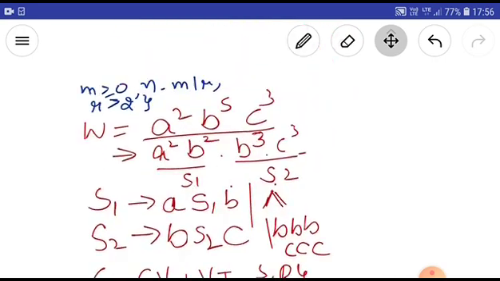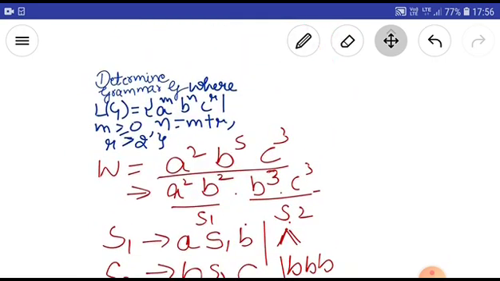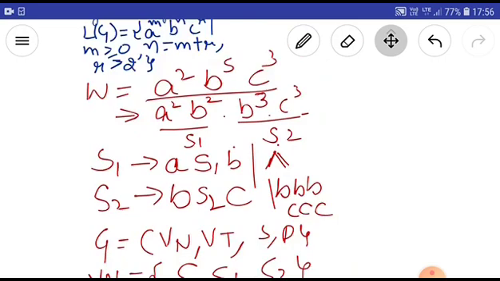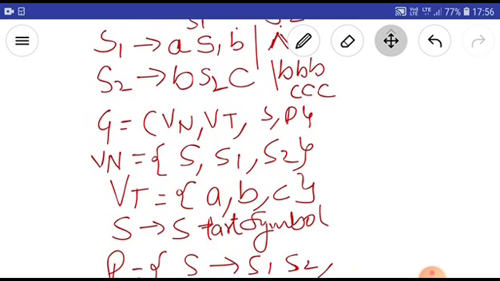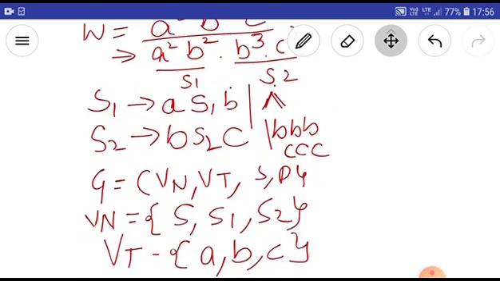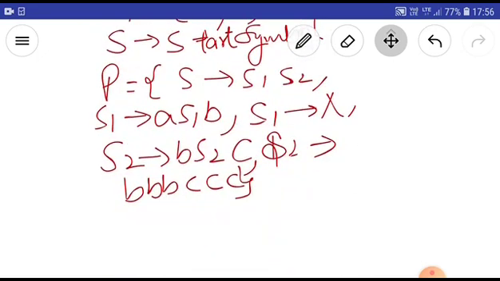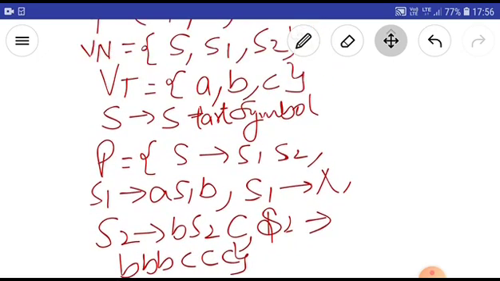So here you can see that this is my grammar. This is a string which is acceptable by this grammar. These are my production rules, how I am using the logic, and this is my final grammar. I hope students this concept will be clear.